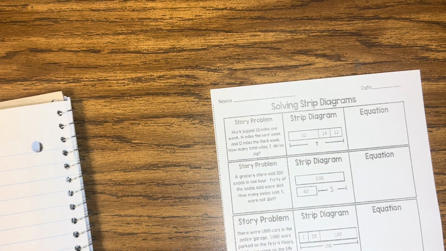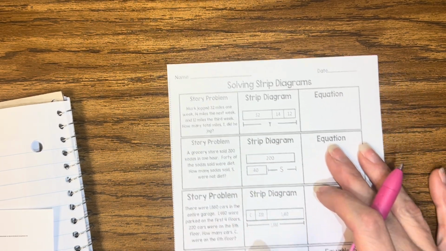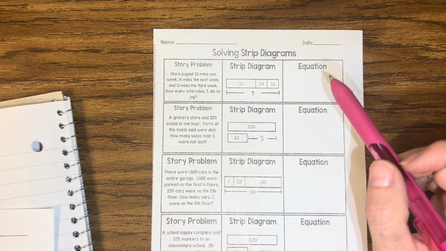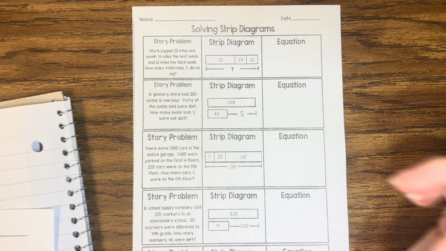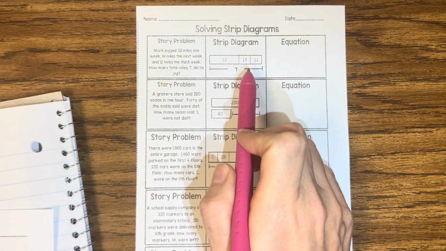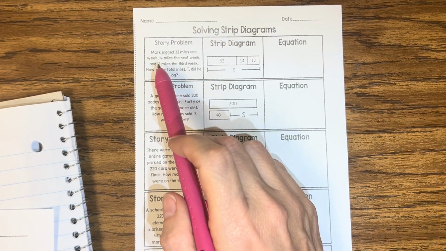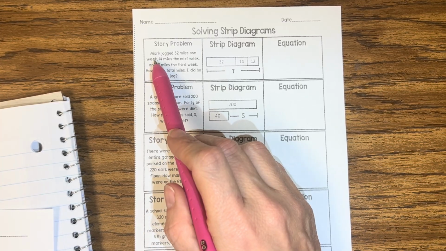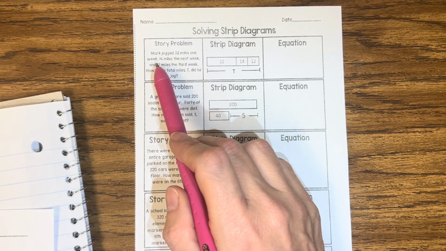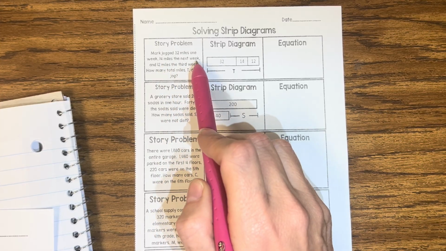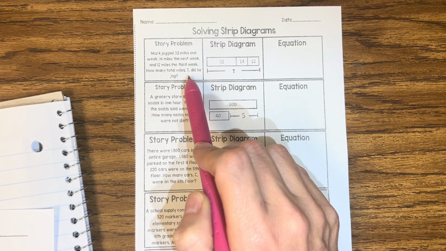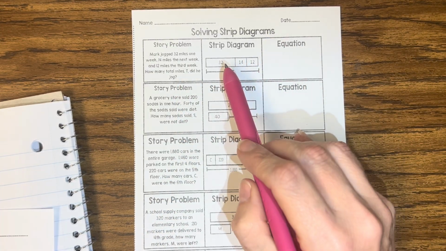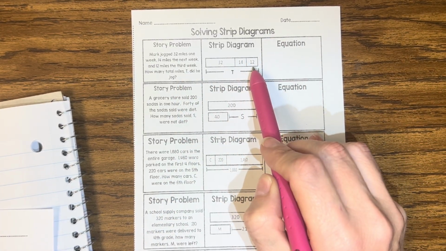Okay, now let's look at this other part. This is probably a little bit more of what you're used to. You probably did quite a bit of this last year with Miss Barrett and Miss Angel and Miss Rice, where you had a word problem and then you used a strip diagram to solve the word problem. Okay, so if we had something like Mark jogged 32 miles 1 week, 14 miles the next week, and 12 miles the third week, how many total miles, T, did he jog? And so this is 1 week, this is 2 weeks, and this is 3 weeks.